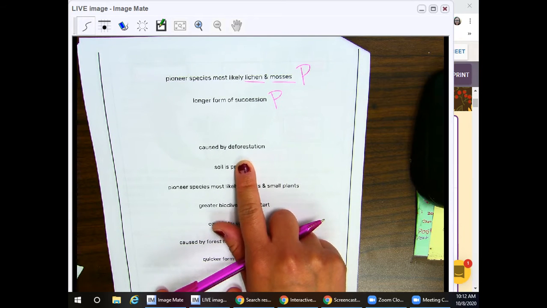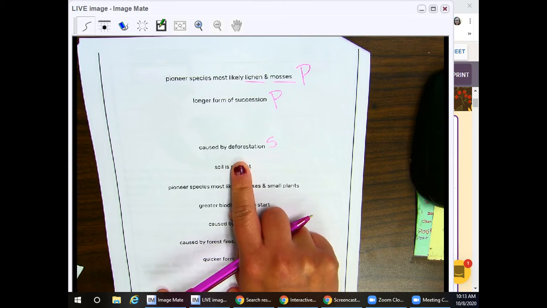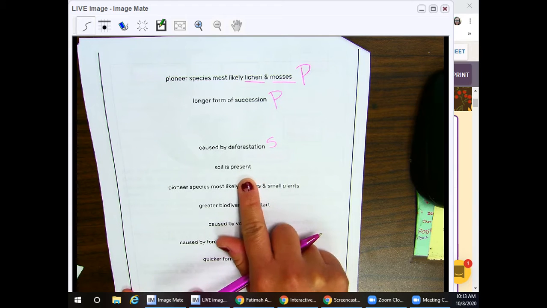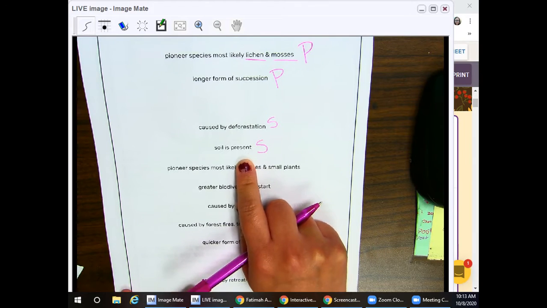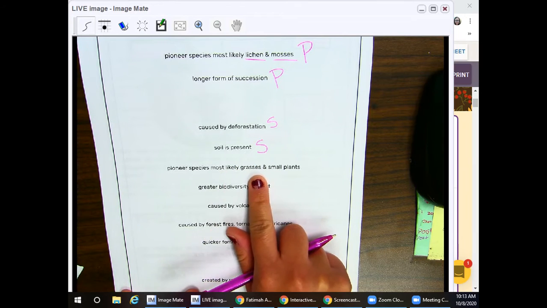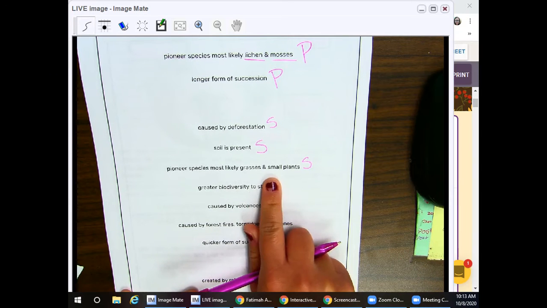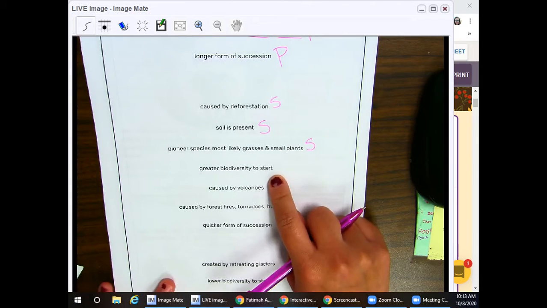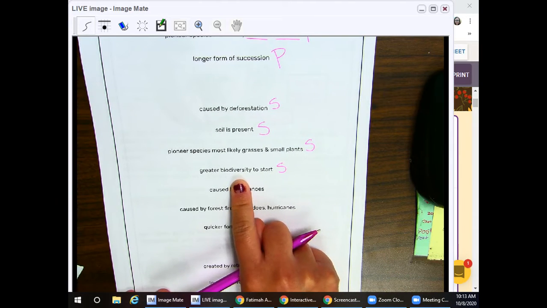Caused by deforestation, this is going to be secondary succession. This is when we take out trees, but there's still soil, so we can still grow from that. When the soil is present, again, that's secondary. Pioneer species are most likely grasses and small plants. That's secondary because grasses and small plants can grow in soil, and soil is only present in secondary. A greater biodiversity to start, that's secondary because there's more different plant species to start off with.